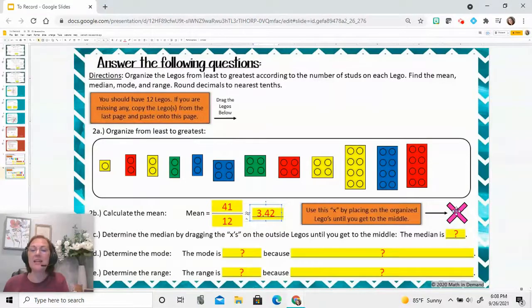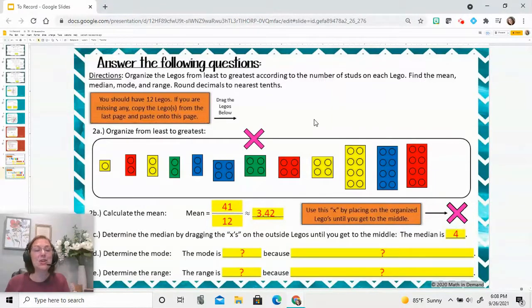Next, let's find the median. We'll start by placing our X here till we get to the middle. Now, if there's 12 of them, then we're going to get to the middle between numbers 6 and 7. So that's 1, 2, 3, 4, 5, 6, and then 7 is here. So 6 and 7 both have 4 studs, so we know that our median is 4.